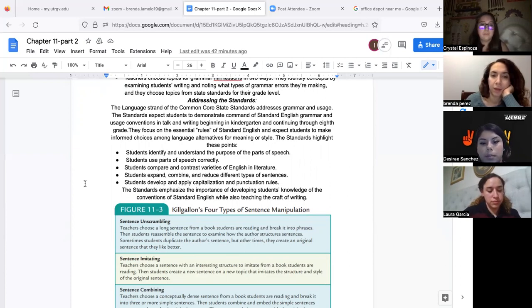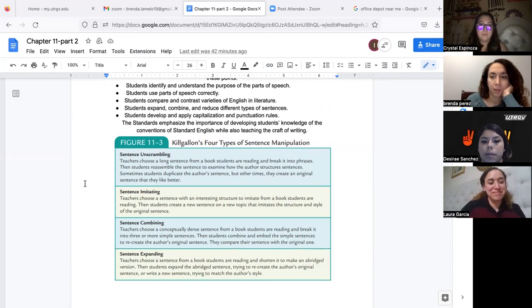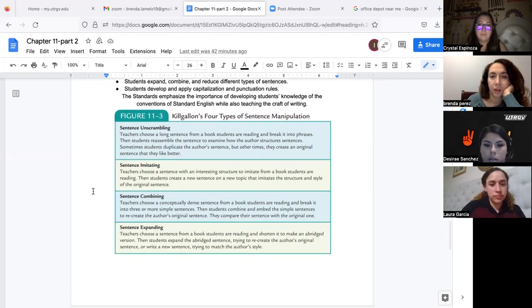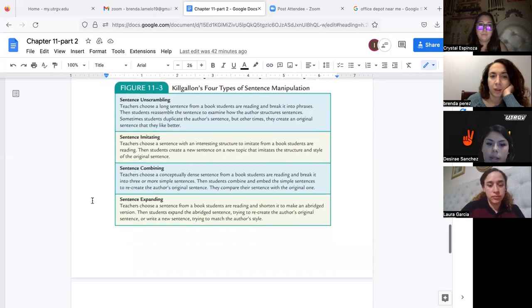Students identify and understand the purpose of the parts of speech. Students use parts of speech correctly. Students compare and contrast varieties of English in literature. Students expand, combine, and reduce different types of sentences. Students develop and apply capitalization and punctuation rules. The standards emphasize the importance of developing students' knowledge of the conventions of standard English, while also teaching the craft of writing. And here are the 4 types of sentence manipulation: sentence scrambling, sentence imitating, sentence combining, and sentence expanding.